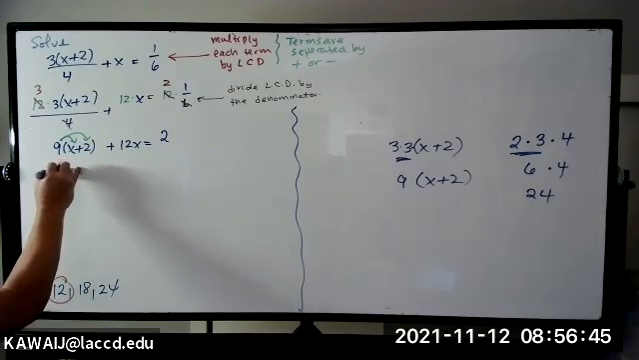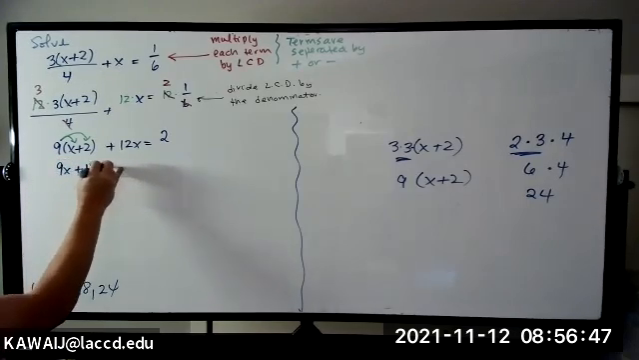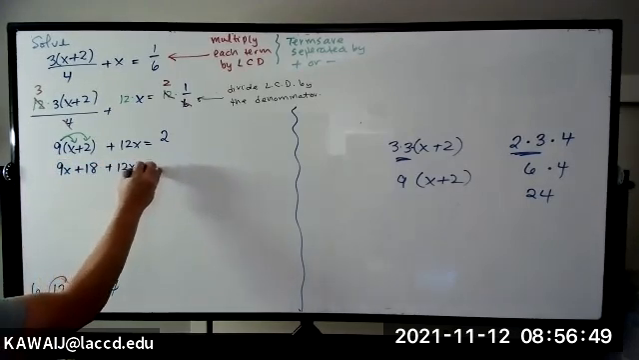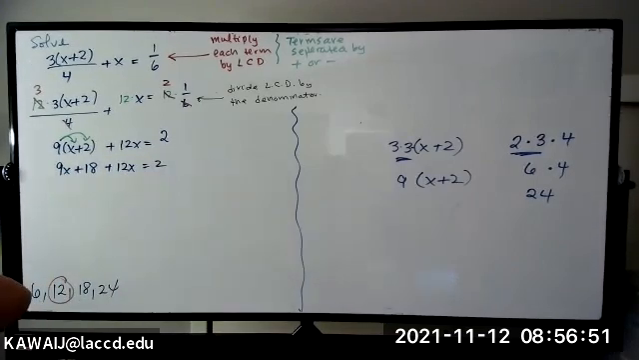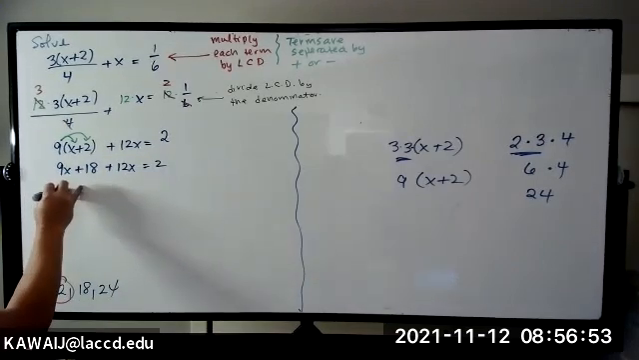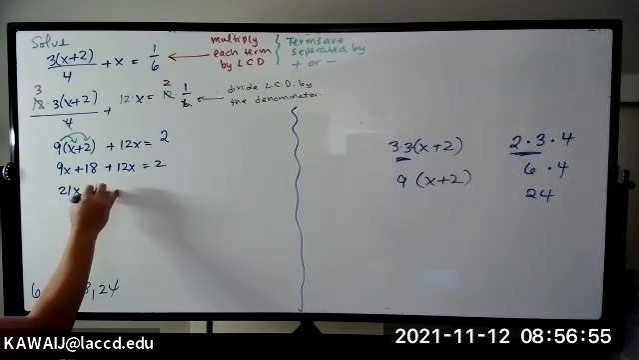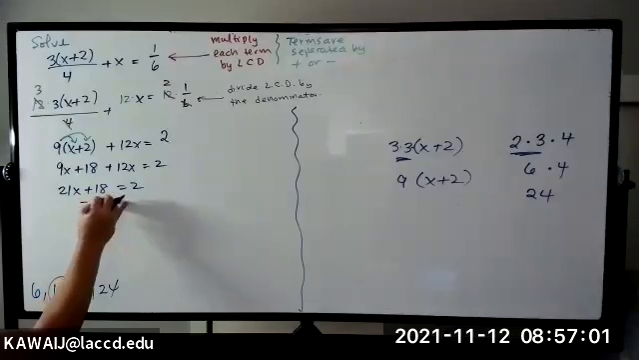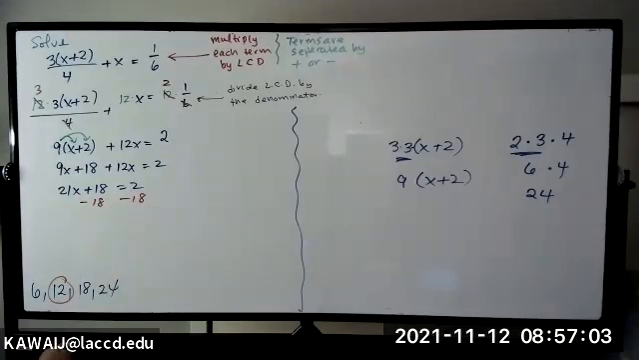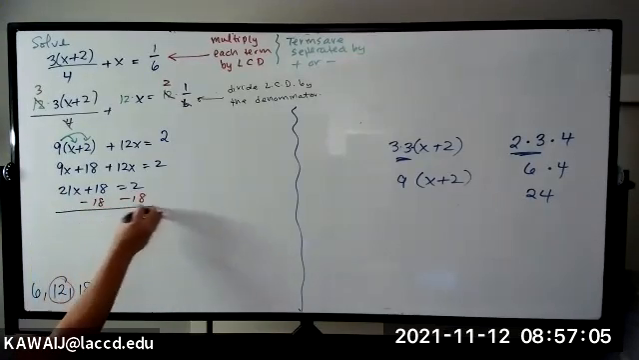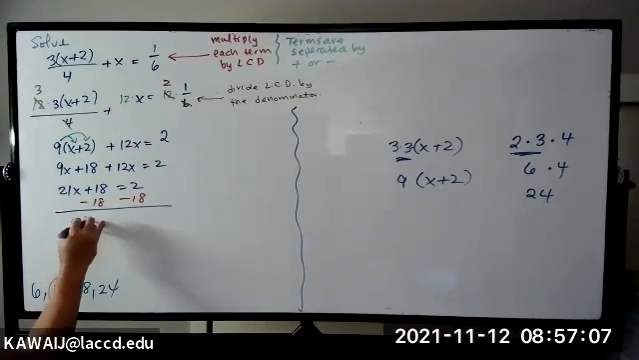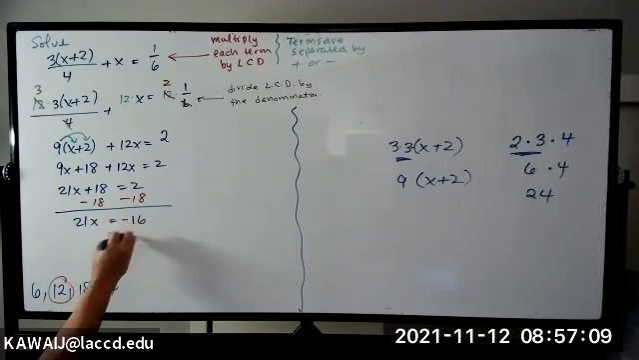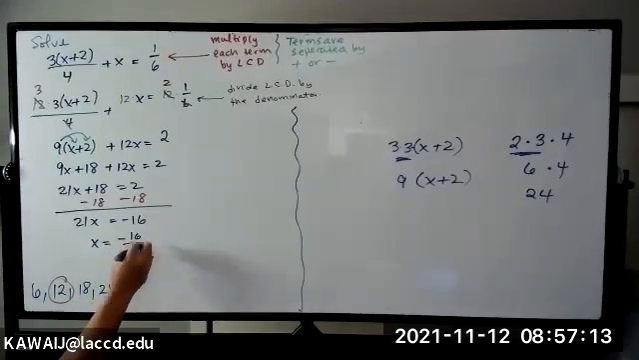So we get 9x plus 18 back. Okay. So we get 21x plus 18. We're going to subtract 18, and get 21x is equal to negative 16. And x is equal to negative 16 divided by 21.